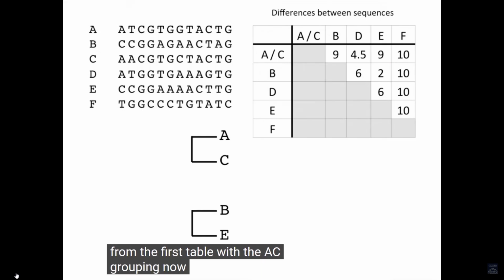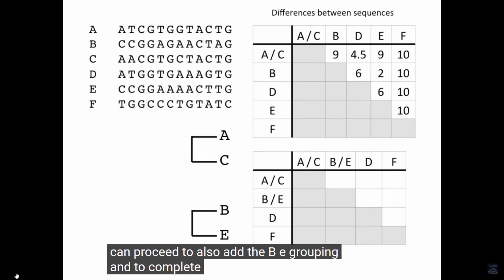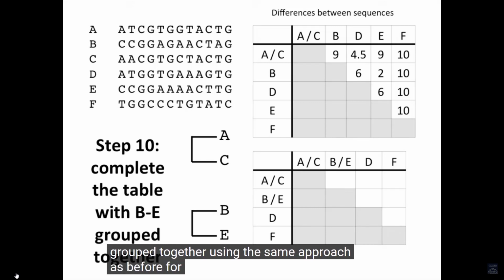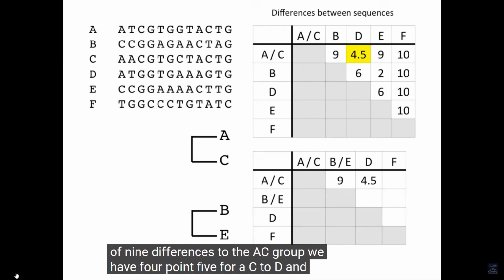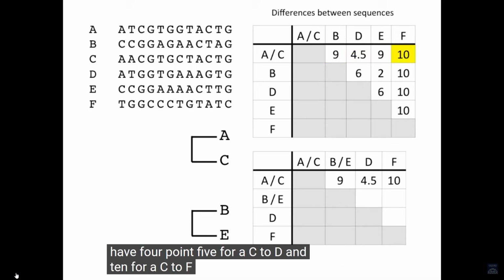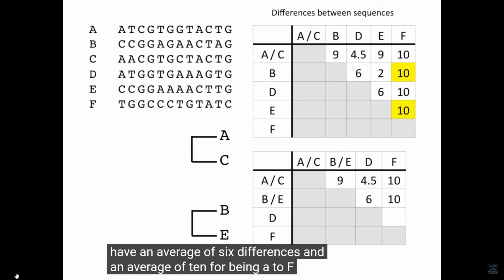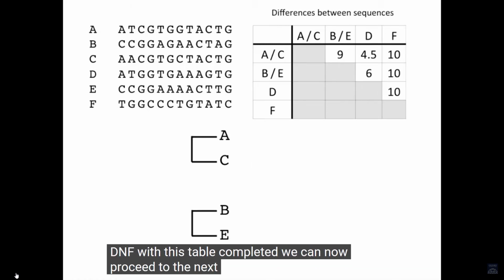With the AC grouping now added to our new table, we can proceed to also add the BE grouping. And to complete the table with B and E grouped together using the same approach as before. For B and E, we have an average of 9 differences to the AC group. We have 4.5 for AC to D and 10 for AC to F. For B and E to D, we have an average of 6 differences and an average of 10 for B and E to F. And there are also 10 differences between D and F. With this table completed, we can now proceed to the next step.